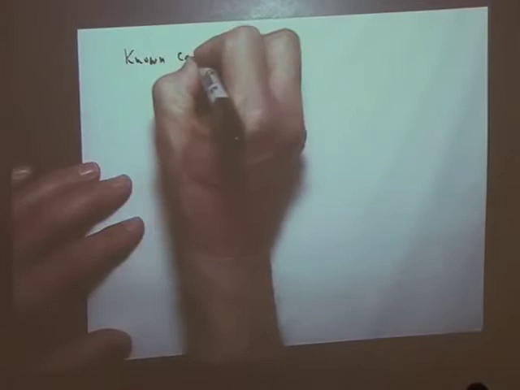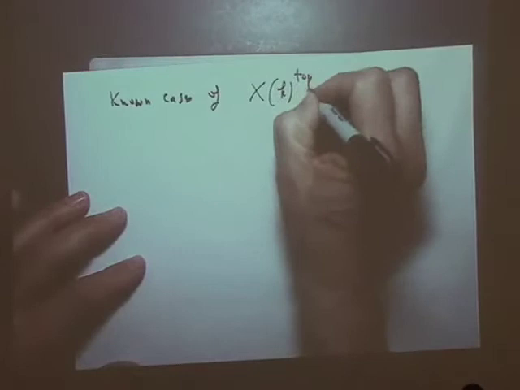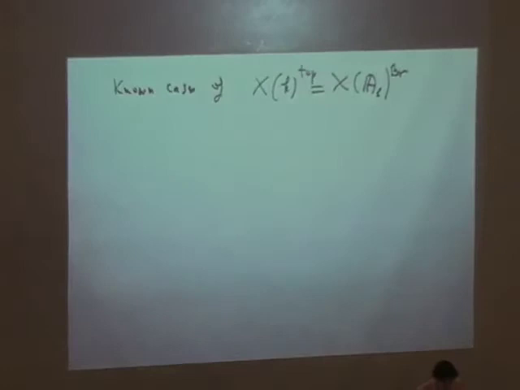So, known cases, of X(A_K)^top equals X(A_K)^Br. So sometimes we say for this, the Brauer-Manin obstruction is the only obstruction to the Hasse principle and weak approximation when this property holds.